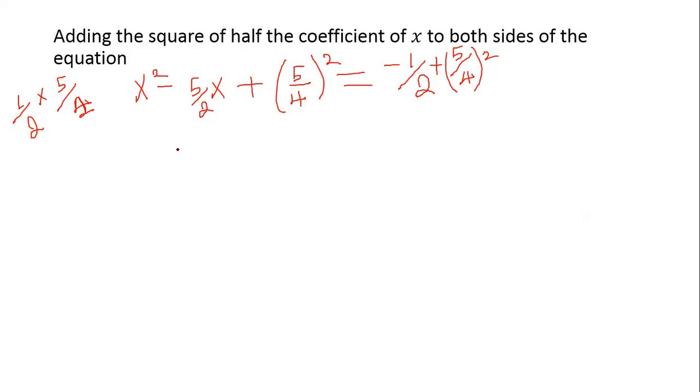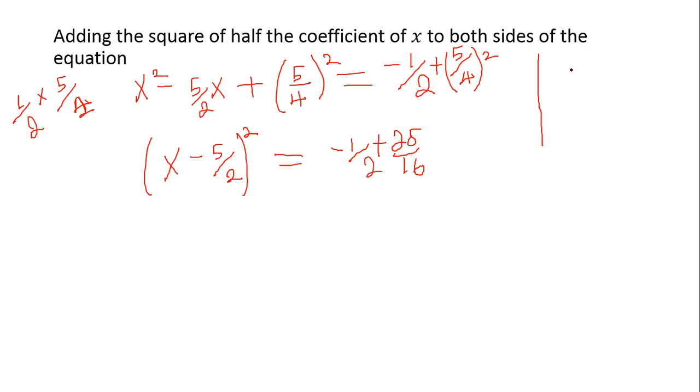So this can be written as x minus 5 over 4 squared, because when I open this, it will give me the whole of the upper expression. So this would be negative a half plus 5 squared is 25 divided by 16. Okay, let me find some LCM there. 25 over 16 minus a half. So the LCM will be 16. So this will remain as 25.